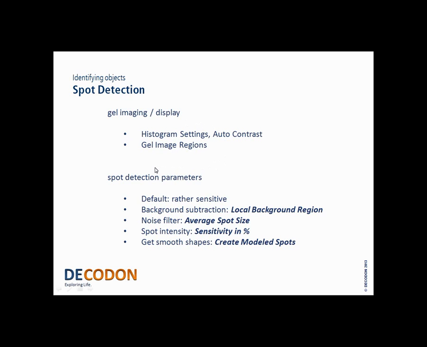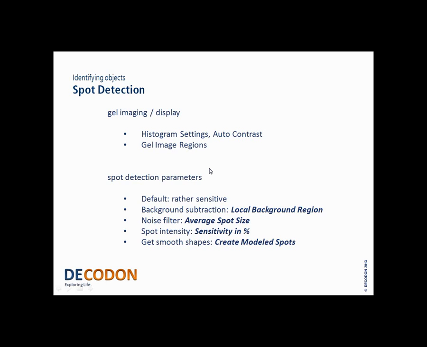Regarding the spot detection itself, there are some parameters available. They are chosen automatically from the image. The fused image is analyzed, and then Delta 2D provides some guesses for the spot detection parameters, and the default settings are rather sensitive because we think it's much easier to eliminate false positive spots from a spot detection rather than to add additional spots.